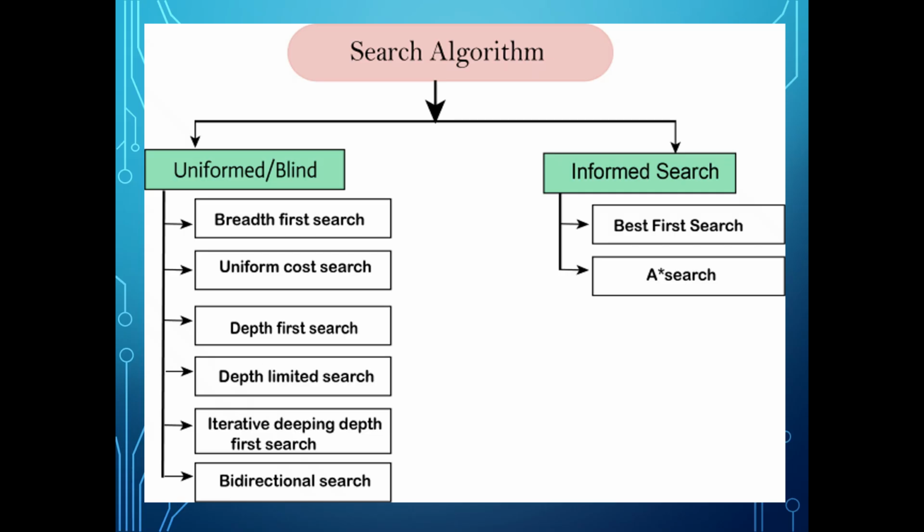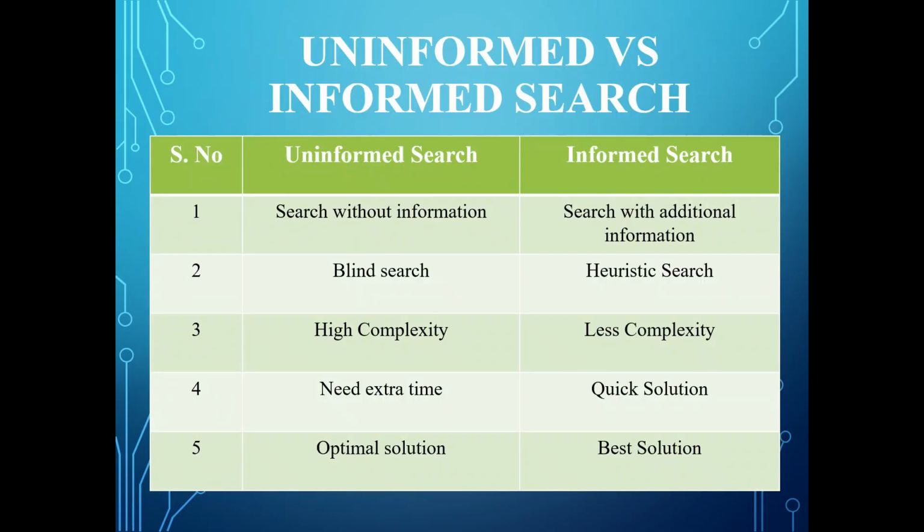On the other hand, informed search uses heuristics, meaning additional knowledge to guide the search. Main examples are best first search. It chooses the most promising node. A star search. It combines path cost and heuristic to find the optimal solution. So in simple terms, uninformed search means no extra knowledge. It is a blind exploration. Informed search means guided search using heuristics.